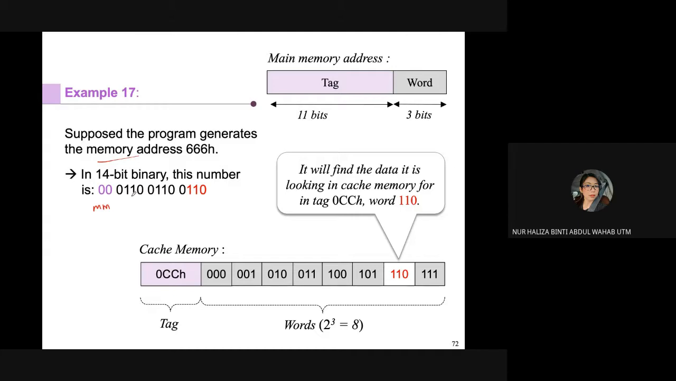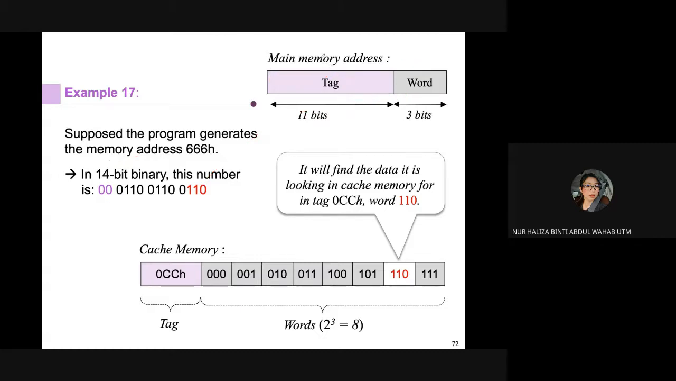For your main memory, you will see that 3 bits are for your word, so you will put 110. And for your tag, it will be 00110110011, counting 1, 2, 3, 4, 5, 6, 7, 8, 9, 10.